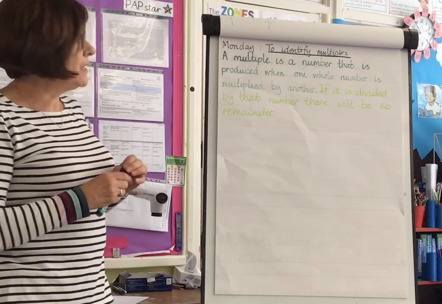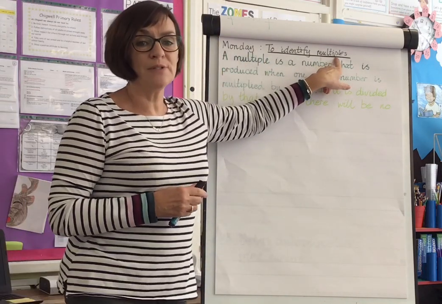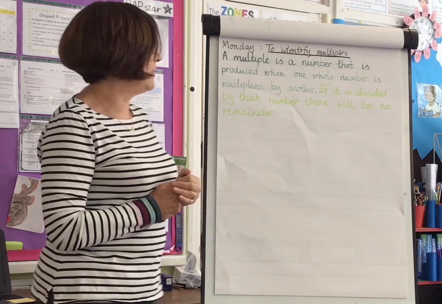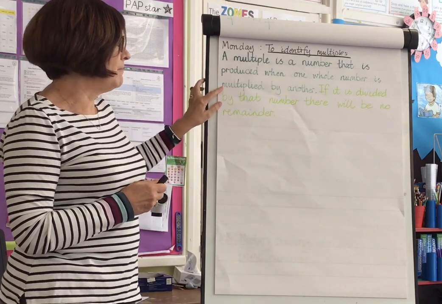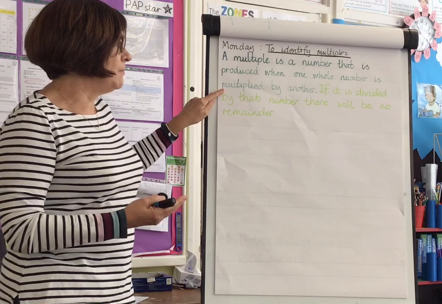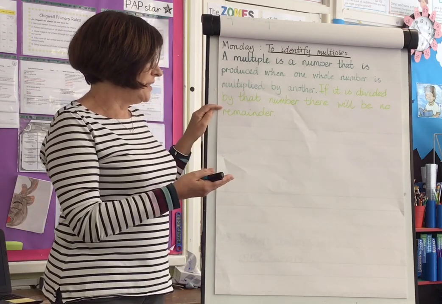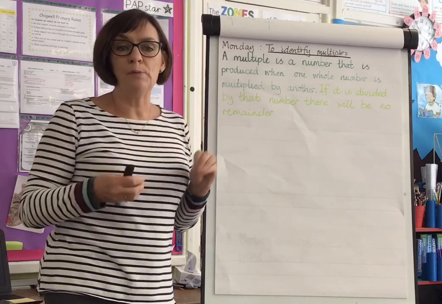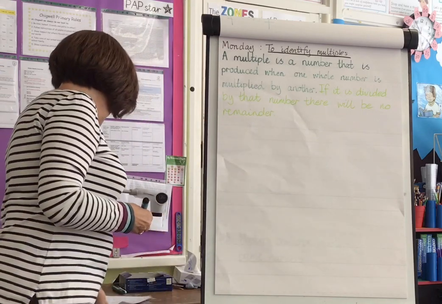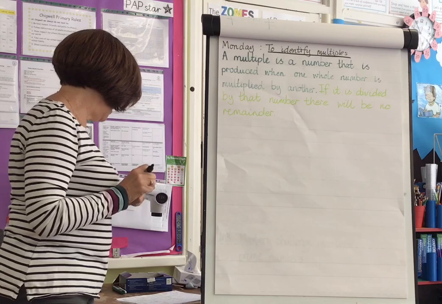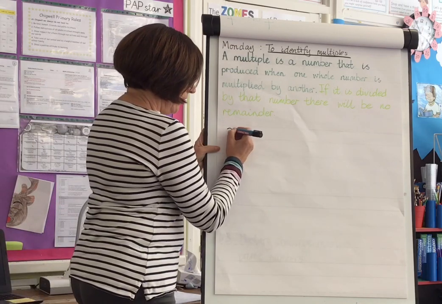So we're going to begin on Monday identifying multiples. It's just to remind you what the term multiple is. A multiple is a number that's produced when a whole number is multiplied by another whole number. If that answer is divided by the same number, there will be no remainder. So it's very straightforward. If I can just demonstrate, let's have multiples of 3.